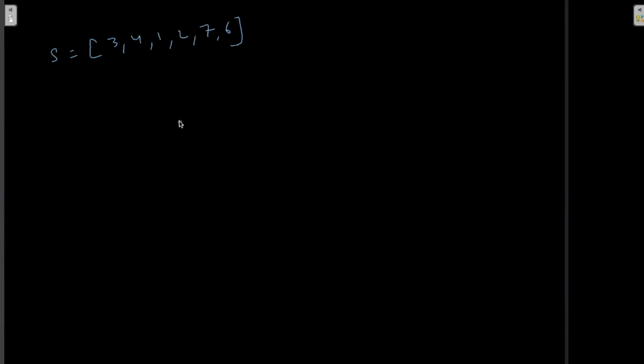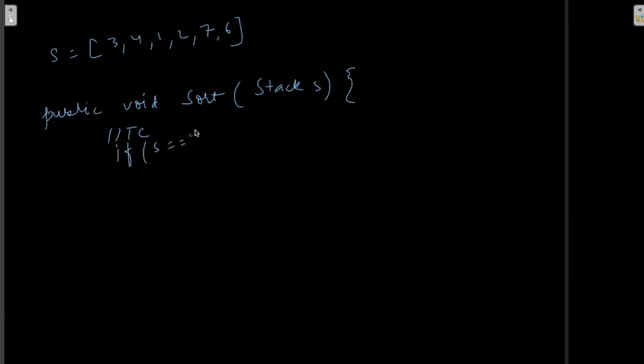The most important thing is the fourth point, which says that I should know the meaning of this function. Now, let's write public void sort, and I'm given the stack. First of all, the termination condition. What should be the termination condition? Yeah, is empty. It should be either s is equal to null or s dot is empty.